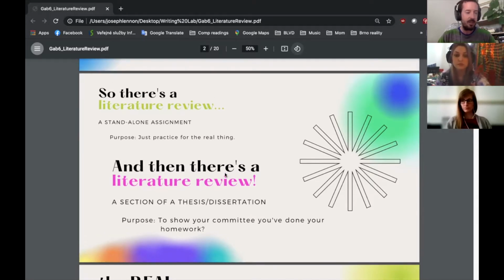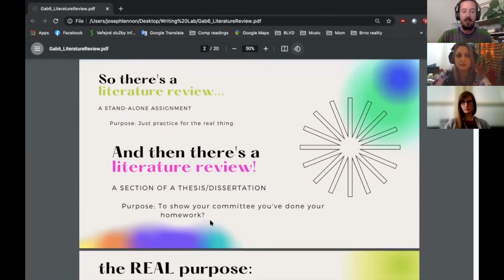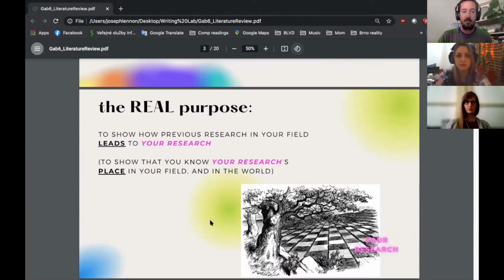And what is the purpose of a literature review? One thing that students tend to think the literature review is for is to show your committee, show your professors that you've done your reading, you've done your homework, you've read all the things that you were supposed to read. And yeah, maybe that's true to some extent. But if you think that's all that it is, if you think that's the only purpose, then you can run into some problems. So it's important to remember the real purpose.